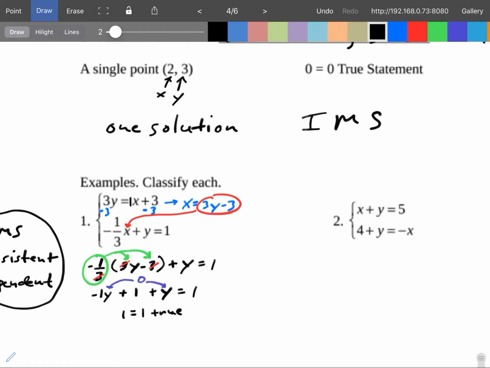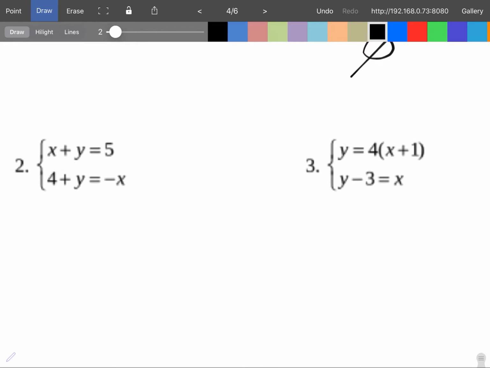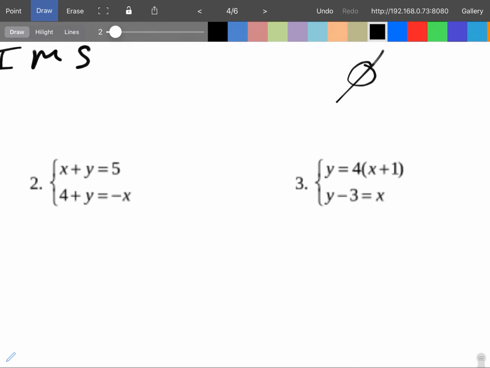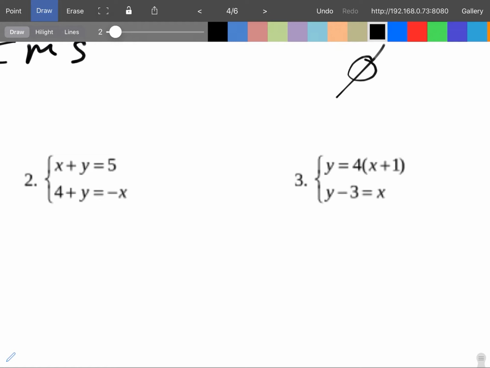Let's go to number 2. So here's number 2. I think this one I'm going to try to do with elimination. Now remember, you guys do have the option of graphing both of these lines and deciding how many solutions there are, if it's consistent or inconsistent, dependent or independent. You could always do it graphically also, but I don't really recommend that. I just like to solve the system and figure it out that way, but you could graph it if you wanted to. So this one, I'm going to try elimination.